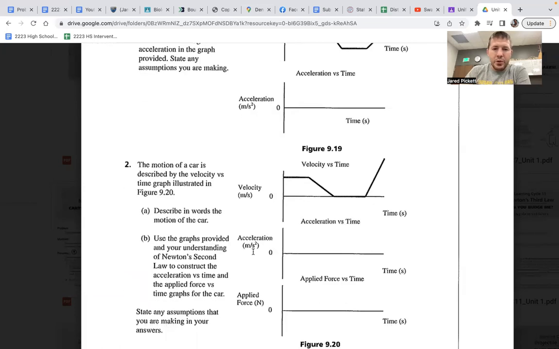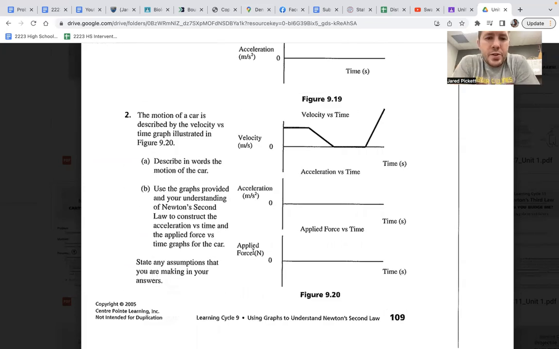Okay. Now, number 2, the motion of a car is described by the velocity versus time graph illustrated in figure 9.2. Describe in words the motion of the car. Do that now. Pause video.